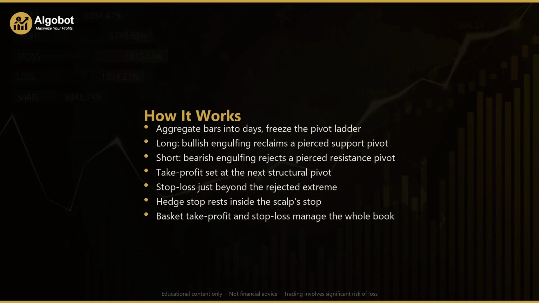Now the considered part, the hedge. The instant a scalp is taken, an opposite stop order is rested at the pierced extreme, a buy stop above a short, or a sell stop below a long. Crucially, it's placed closer than the scalp's own stop, so a real breakout fills the hedge first. The scalp's wider stop then bows out, and the hedge rides the genuine move toward the next outer pivot.